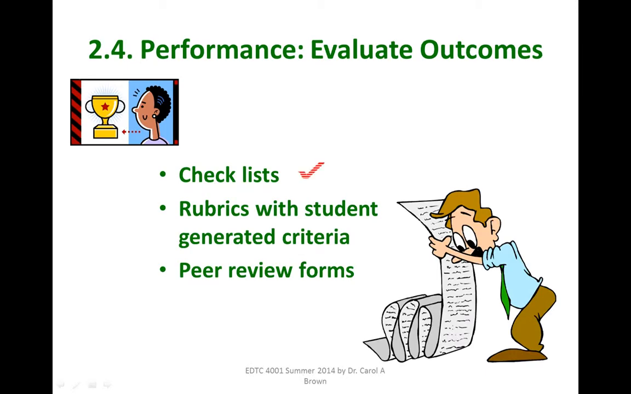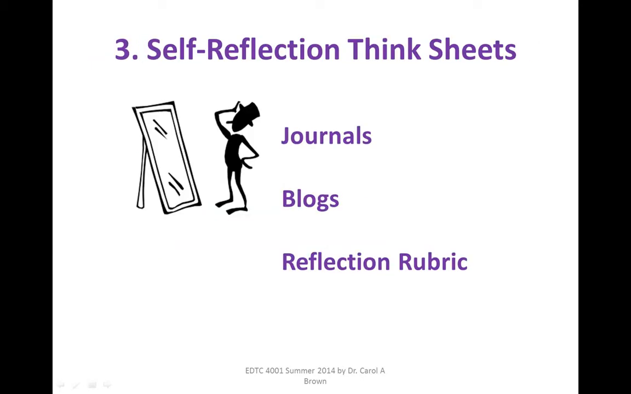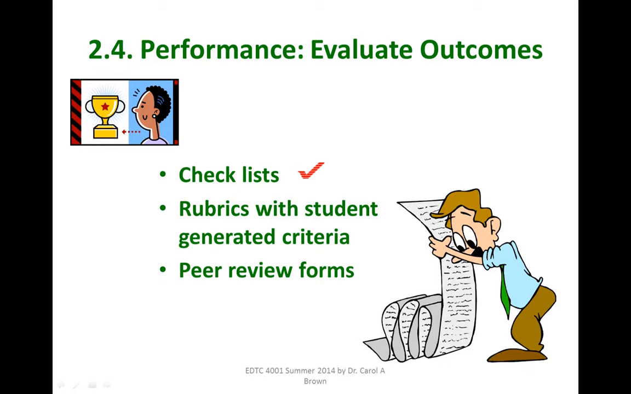Now, in performance think sheets, as far as a think sheet is concerned, you can see you've got a checklist, you've got a rubric with criteria listed, you could have peer review forms. These are the kinds of things you could use to evaluate outcomes. Now, this wouldn't be for you, the teacher, to use, because you're going to think about this anyway, but your students, as they evaluate each other, this is where their real thinking comes in.